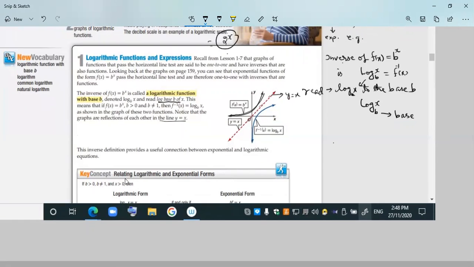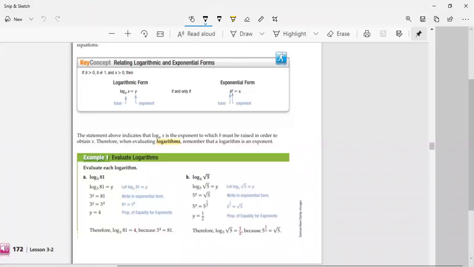Then we will relate the logarithmic form with the exponential form. Let us take some examples to understand how to relate the logarithmic and exponential forms. For example, 2 raised to power 3 is equal to 8. You know that. This is called the exponential form.